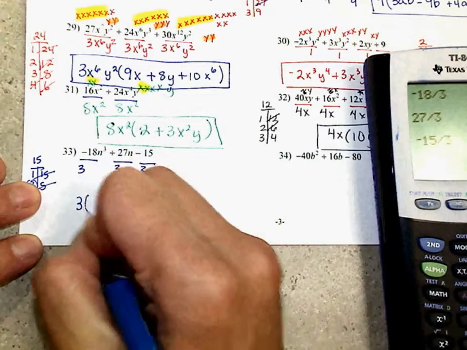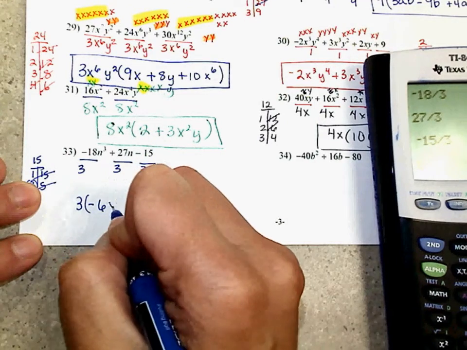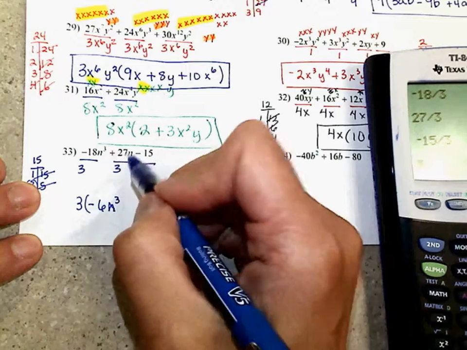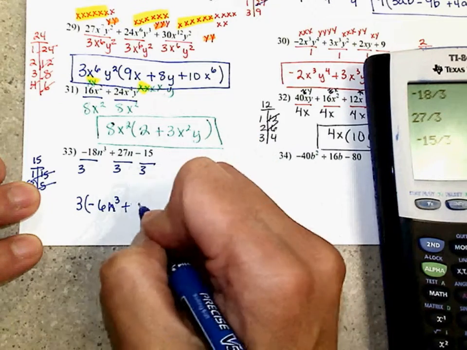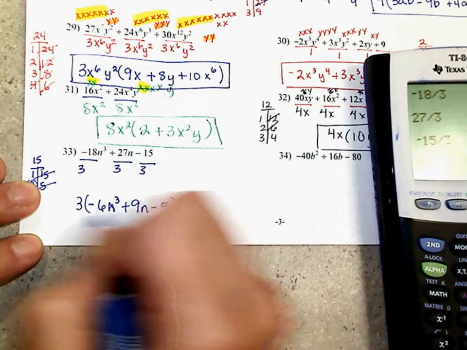Negative 18 divided by 3 is negative 6n to the third. Positive 27 divided by 3 is positive 9n. Negative 15 divided by 3 is negative 5. So there you have your solution.